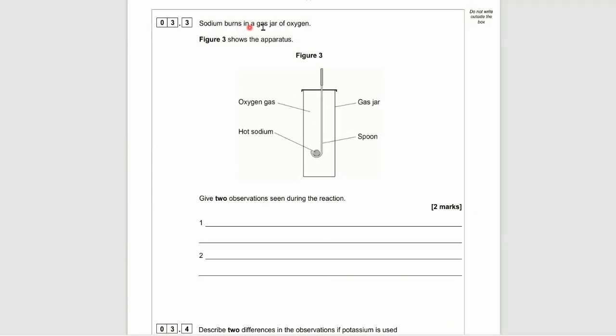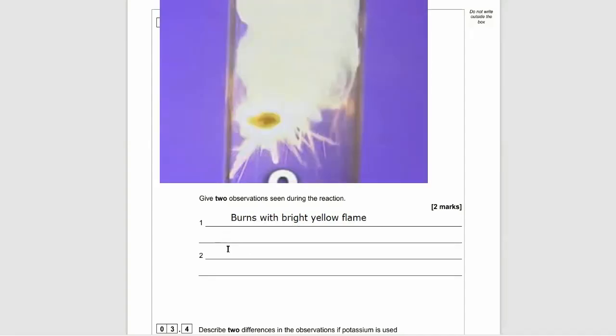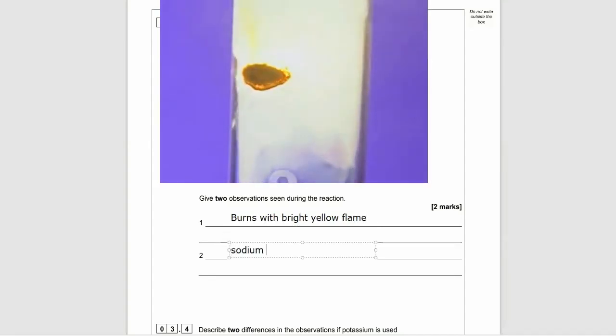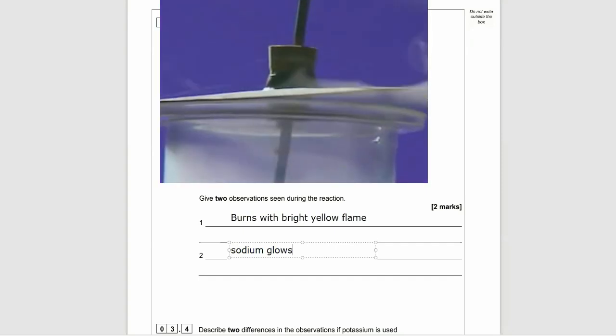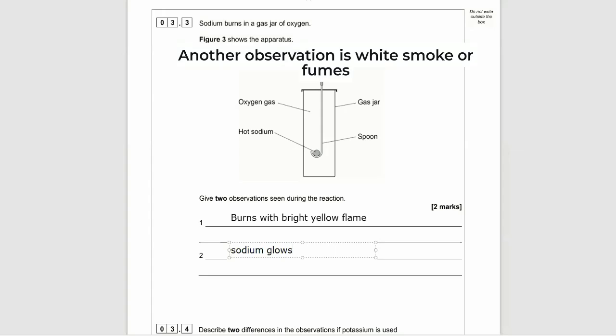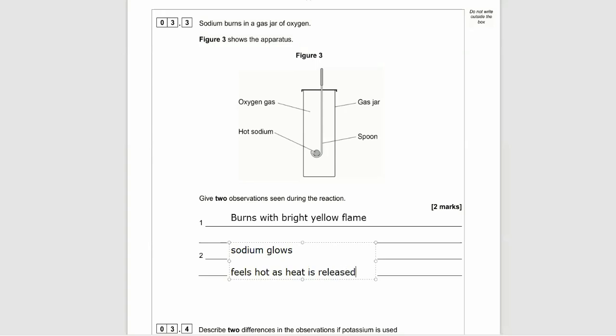It says give 2 observations, so don't give 3. I'm going to give you 3, but only give 2 observations in this question. What would happen if you burnt sodium in oxygen? Well, sodium burns with a yellow flame. But also, you're going to see a flame or a bright light. You could say I'm going to see sodium glow, but you're going to also feel heat. It's going to get hot and you're going to feel that heat coming off. That is an observation as well.